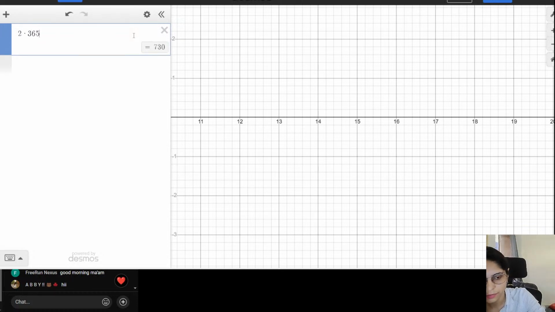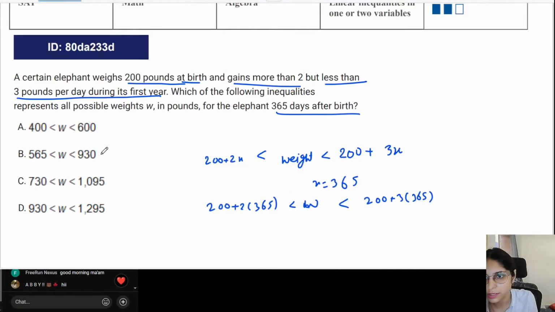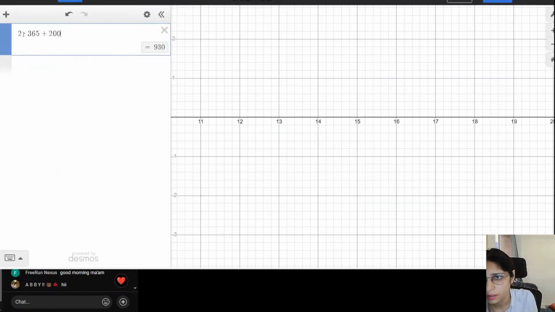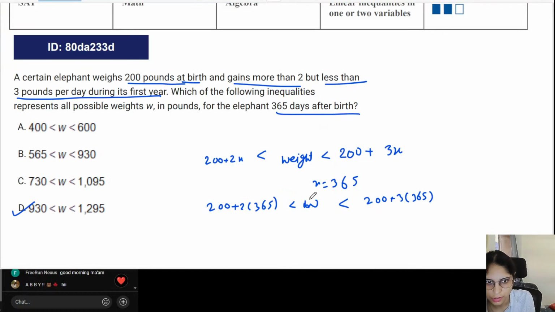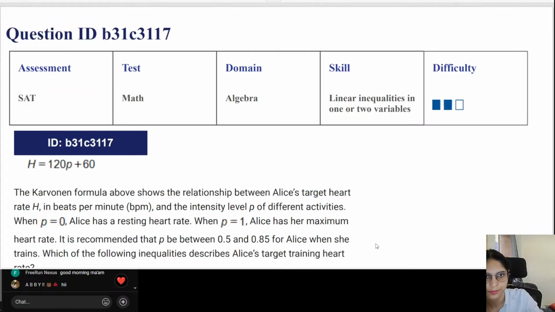Times 365 plus 200, 930. Option D. And 3 times 365 plus 200 is 1295. Okay, because it is gaining less than 3, so when you're adding 3x, it should be less than, and when you're adding 2x, it should be greater than. I hope this makes sense. Next is question number 20.